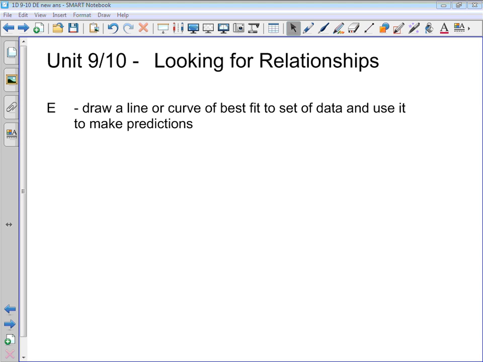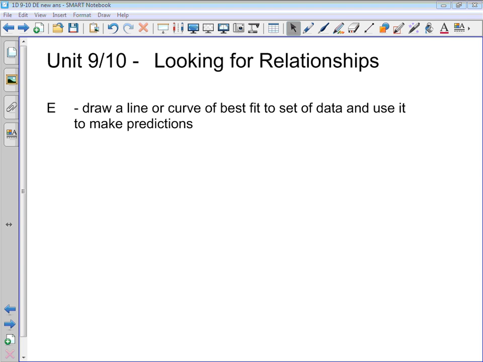This is Unit 910, looking for relationships. We're working away on box E here. By the end of this lesson, we want to be able to draw a line or curve of best fit to a set of data and use it to make predictions.